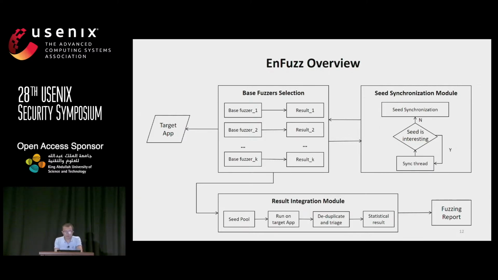After the base fuzzer selection, we integrate fuzzers with the globally asynchronous and locally synchronous based seed synchronization mechanism. The key idea is to monitor the fuzzing status of each base fuzzer and share interesting things among them. Finally, we can collect crash and coverage information and feed this information into the final fuzzing report.